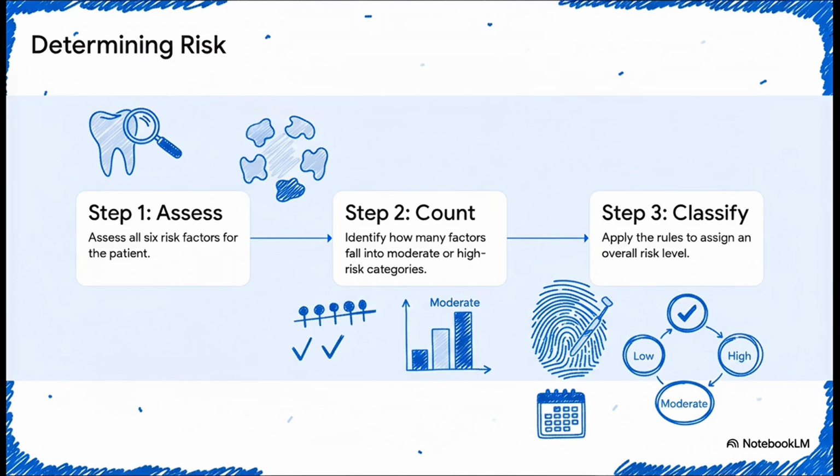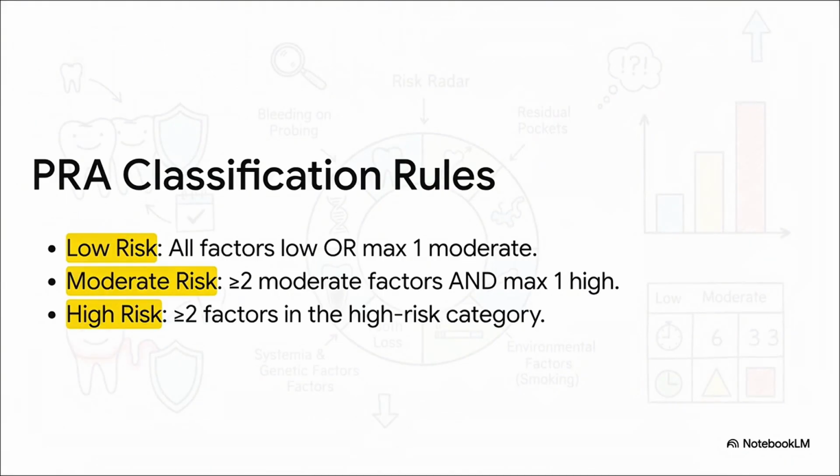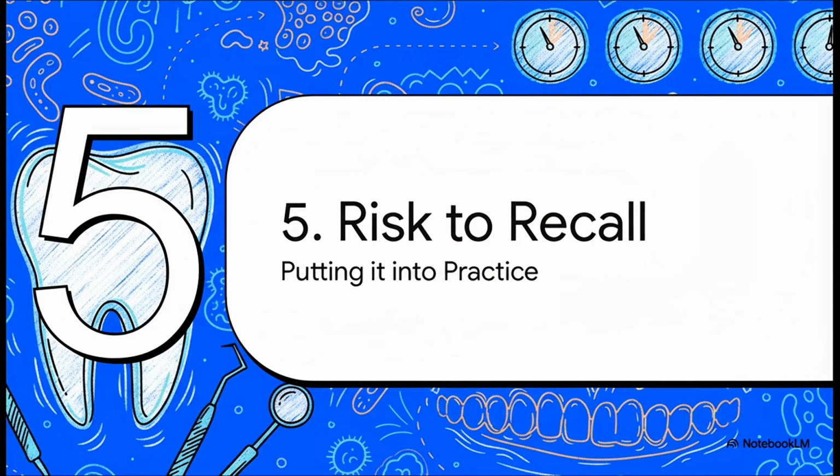Easy as that. And here are those rules. A patient is considered low risk if they have at most one moderate factor and 0 high-risk factors. They're moderate risk if they have at least 2 moderate factors, but no more than 1 high-risk factor. Now, here is the most important one to remember. A patient is automatically considered high risk if they have 2 or more factors in that high-risk category. That's the big one.